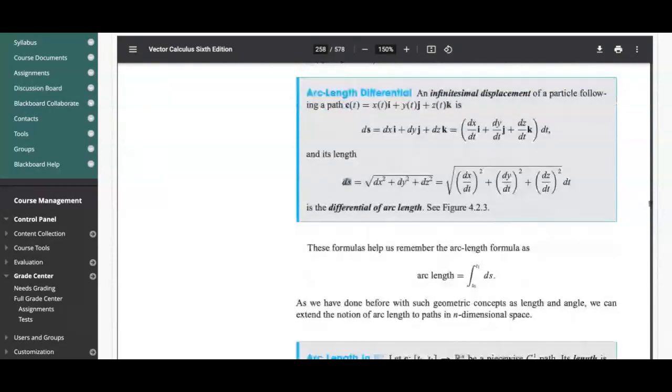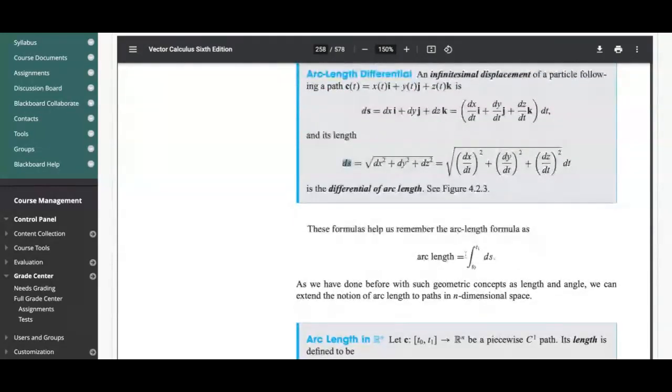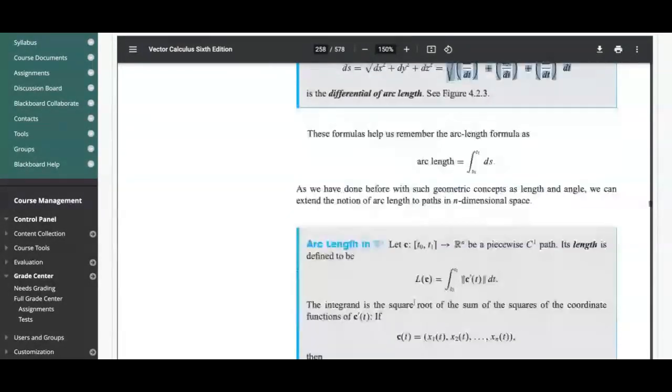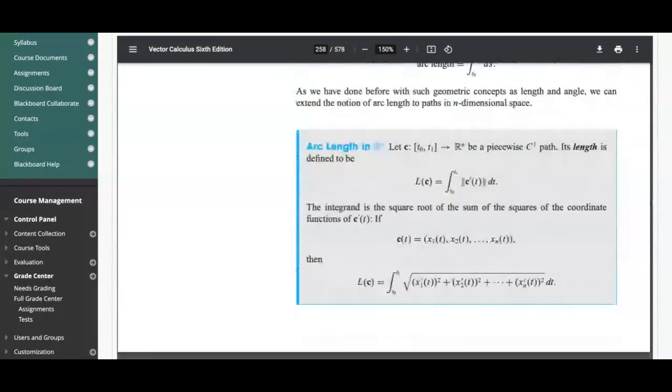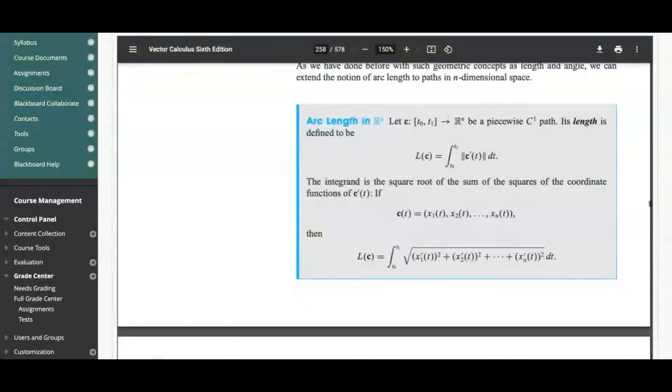Yeah. Then we see we can just write the arc length L of C as this. Right? Lower limit, upper limit. Then the integrand is ds. So the integrand has the arc length element and dt. This arc length formula can be extended to n dimensions.